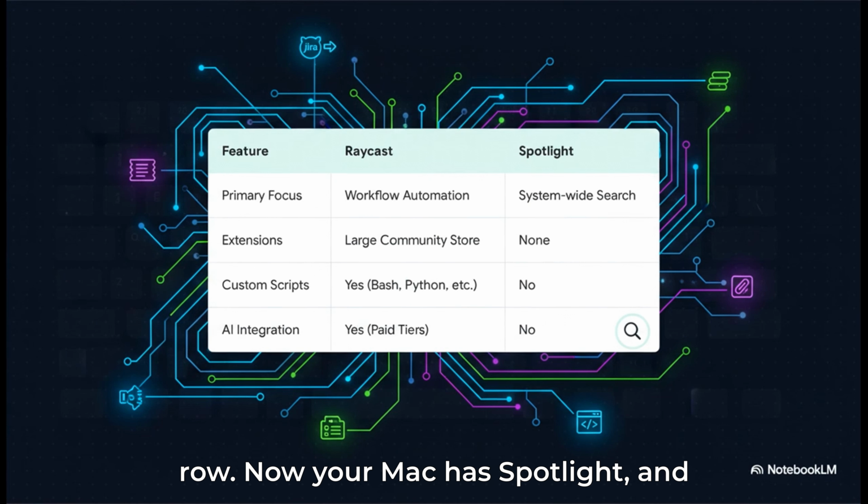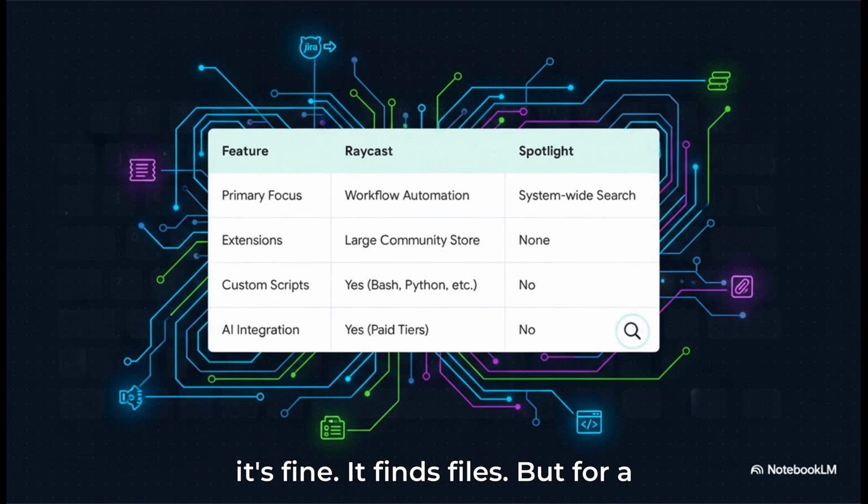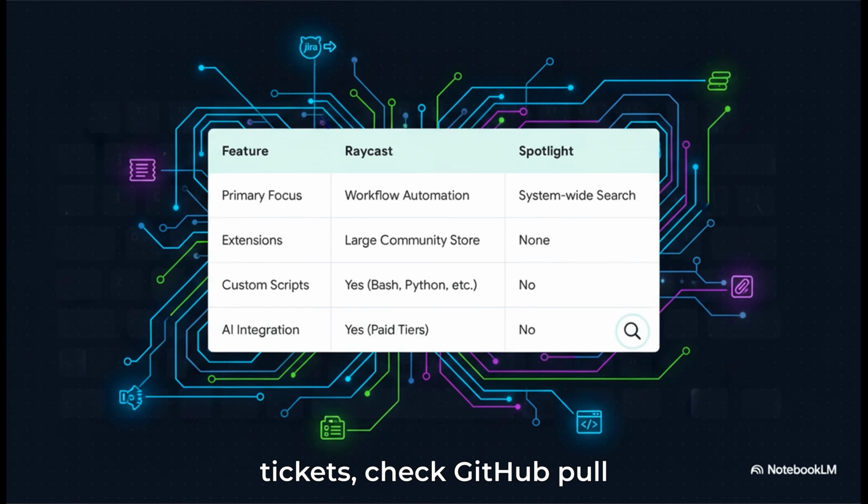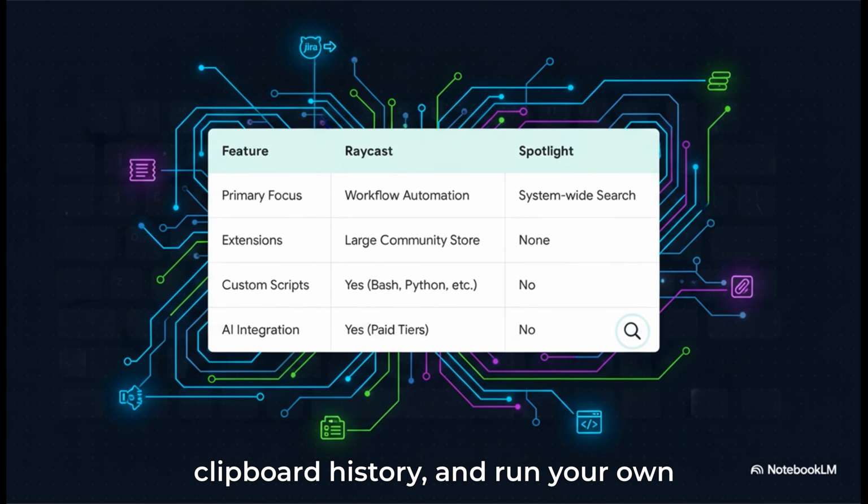Now your Mac has Spotlight, and it's fine. It finds files. But for a pro workflow, you need something like Raycast. Think of Spotlight as just a search bar, but Raycast is a true command center. Its real power is in the extensions. You can search your Jira tickets, check GitHub pull requests, look through your clipboard history, and run your own custom scripts all from one universal hotkey.